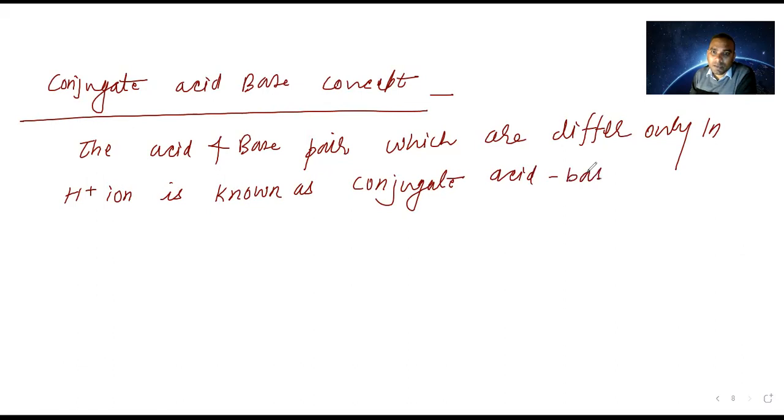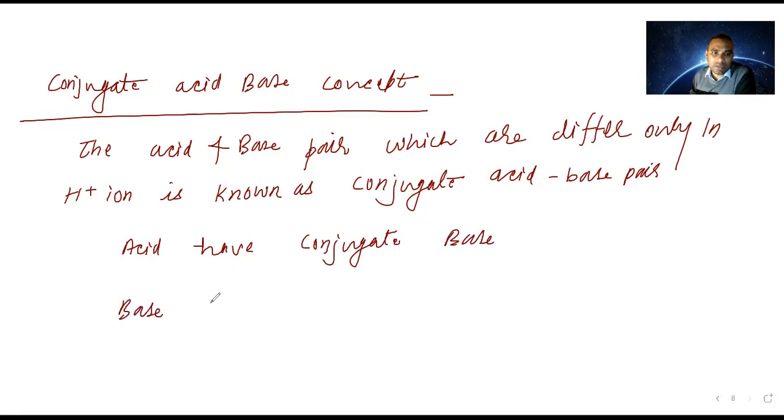It means acid has a conjugate base, and base has a conjugate acid. This is the concept. Its definition looks a little difficult, but the example is very easy.